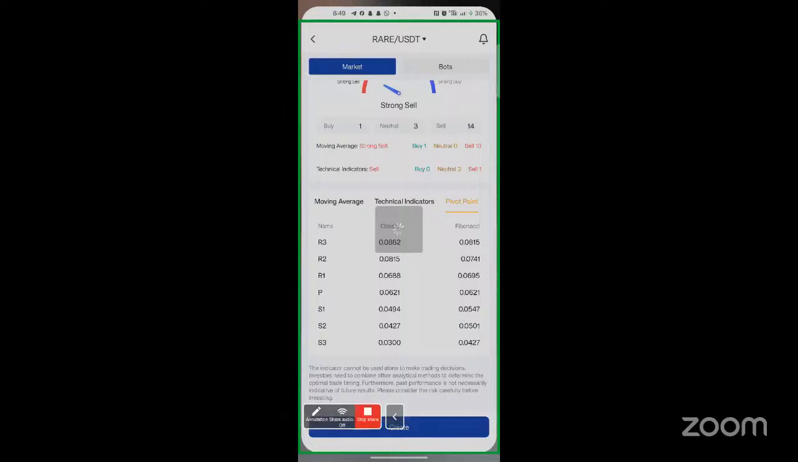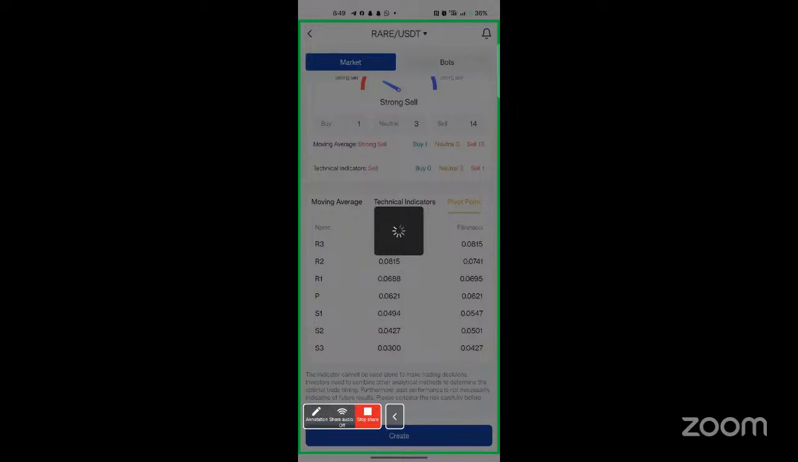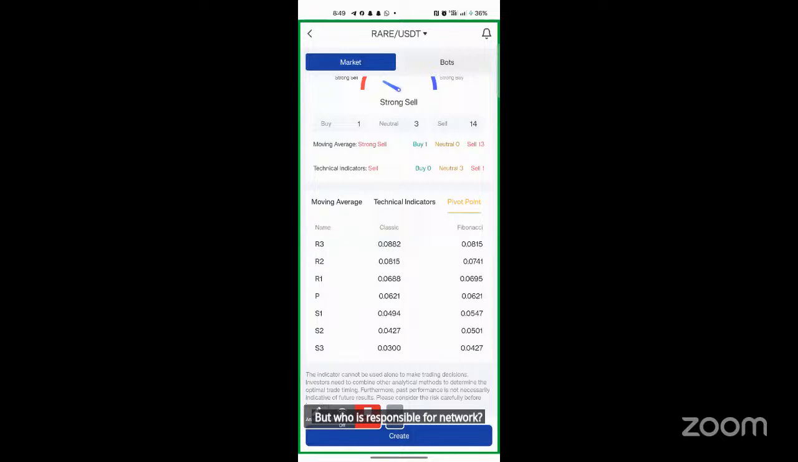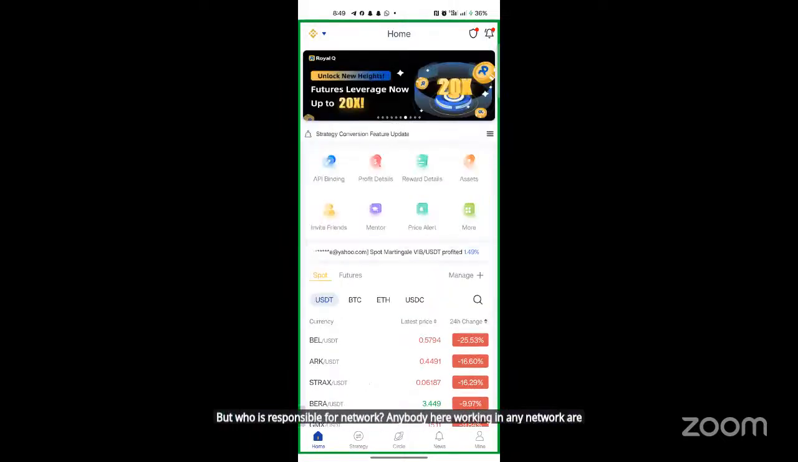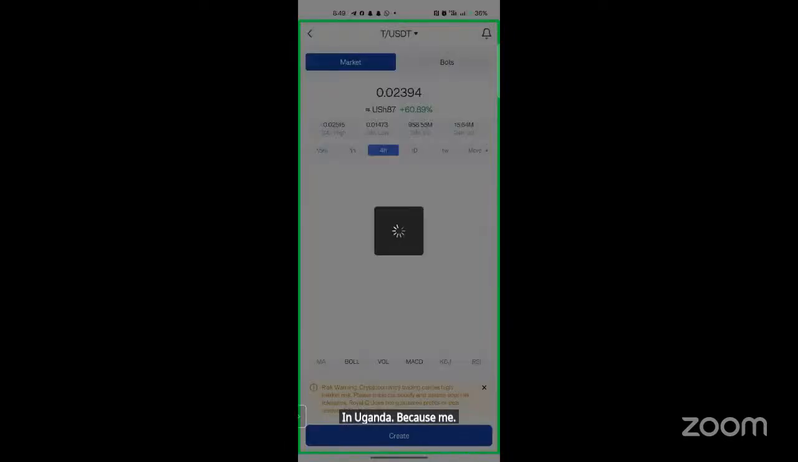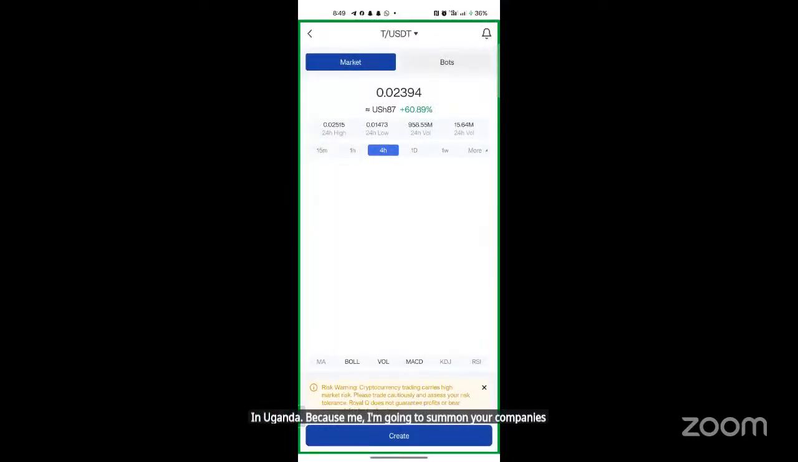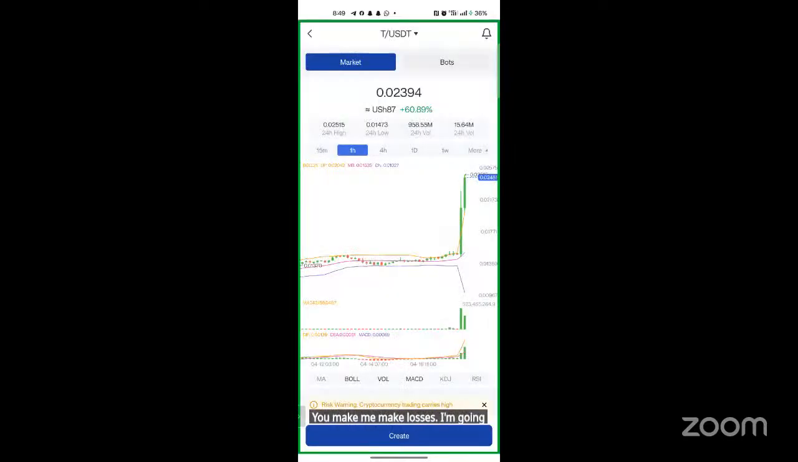we have been on coin T. But who's responsible for network? Anybody here working in any network related company in Uganda? Because me, I'm going to summon your companies. You make me make losses. I'm going to summon you.